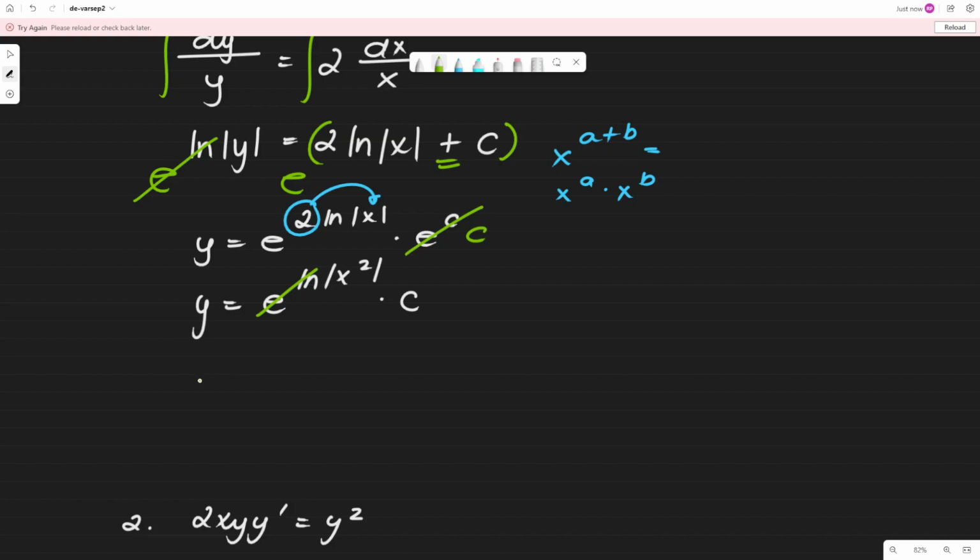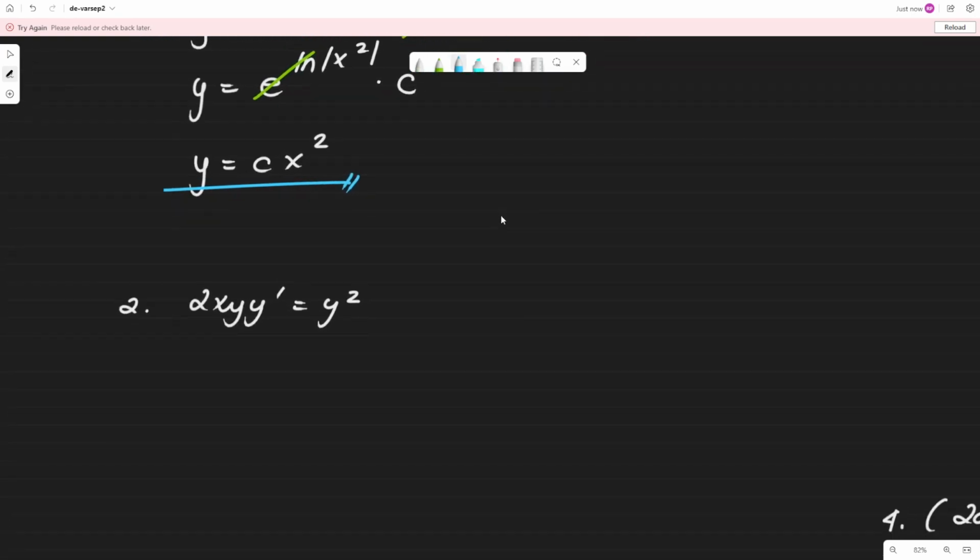So we will have y, so the solution to the differential equation is y is equal to c multiplied to x squared. Kasi c is a constant. So pag constant, nauuna siya sa variable. So this is our answer. So basically, okay? So yun.